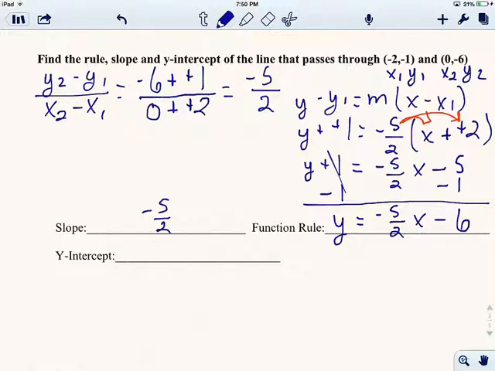Okay, cool. So I've written out my function rule, and now this is a piece of cake for the next part, because I know that my y-intercept is that b part of my function rule that isn't right next to the x. So in y equals mx plus b, it's the b part. And so the y-intercept is going to be -6, but again, make sure we write that out as a point. So it's got to be (0, -6). You'll lose points if you don't write the 0 in front of that -6. All right, there's the answer.